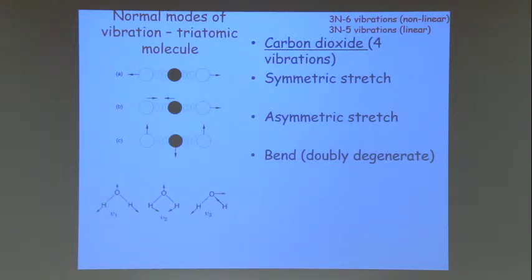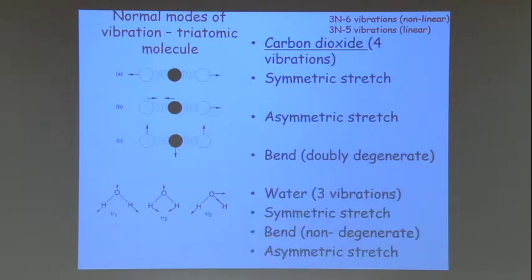Water is nonlinear, and so that has 3 vibrations: this symmetric stretch here, a bend, and a complicated asymmetric stretch over here. So symmetric stretch, bend, asymmetric stretch.